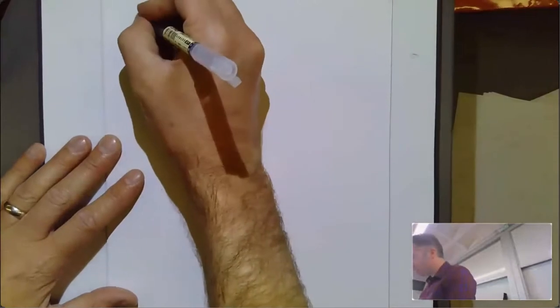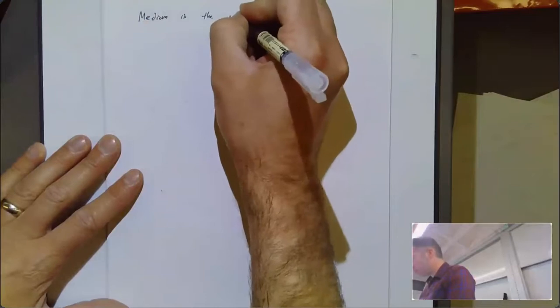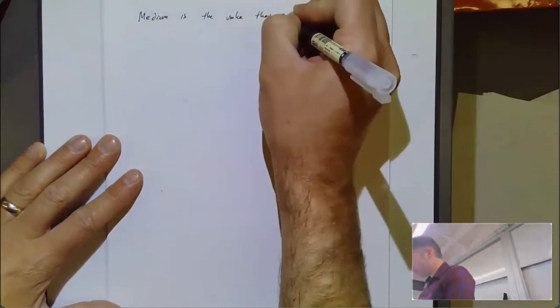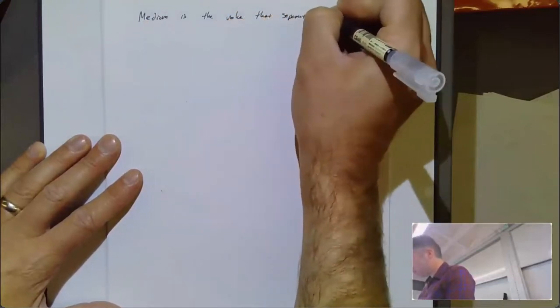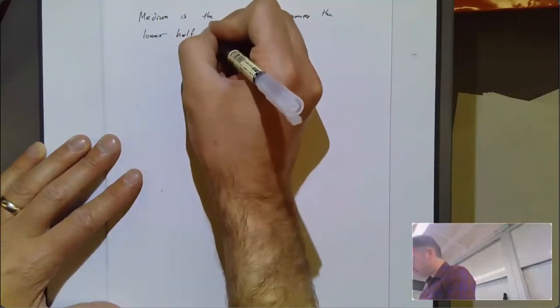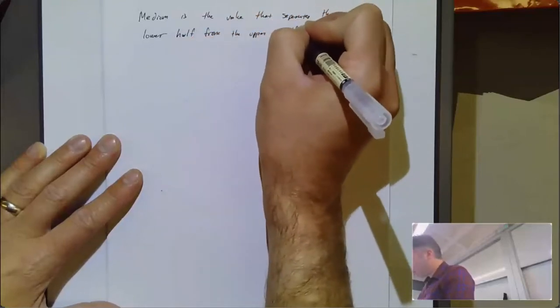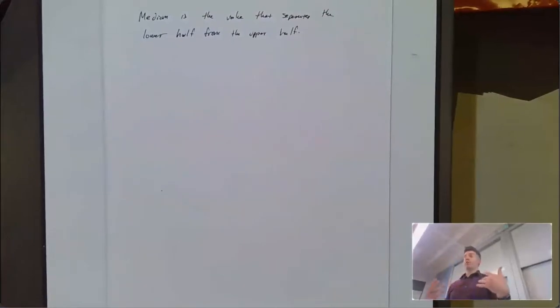So the median is the value that separates the lower half from the upper half. Often the median is a better measure of the middle in some cases, because sometimes you have really skewed data. The typical one you probably hear about is median household income. You talk about in the news, like the median household income is $40,000 a year or something like that.